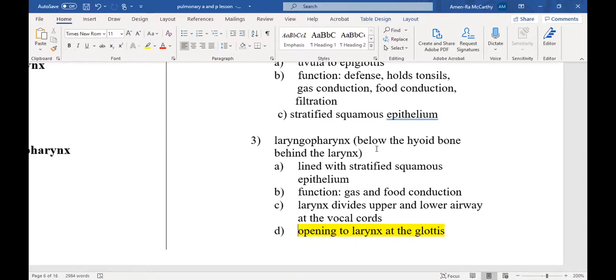The larynx divides the upper and lower airway at the vocal cords. So the upper airway stops where the vocal cords are, and the lower airway starts at the vocal cords, right? The thing that separates the upper and lower airway is the vocal cords. But the hole in the vocal cords is what? The glottis. The glottis is the hole, okay? So don't get it confused.